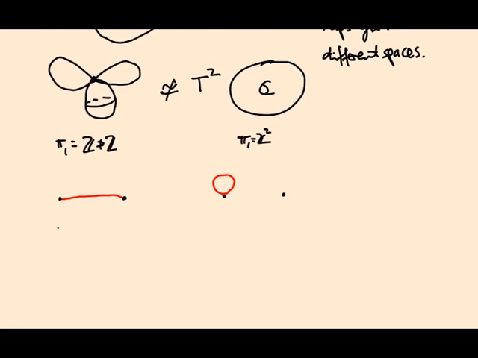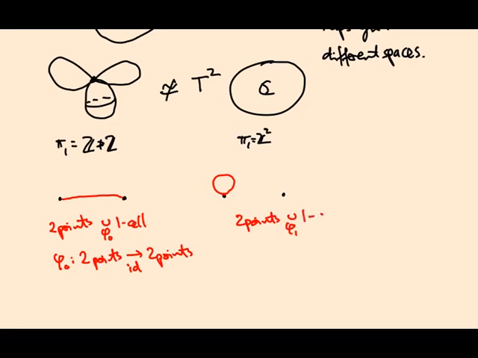So this is 2 points union along some attaching map phi 0 with a 1 cell. Well, this is phi 0 sending 2 points to 2 points via the identity map. Whereas this one over here is 2 points union a 1 cell along some attaching map phi 1, and phi 1 goes from the 2 points of the boundary of the 1 cell to 2 points via a constant map. Right, you can see in this case you get the interval, in this case you get a circle and a point, so they're not homotopy equivalent because this one's disconnected, for example.